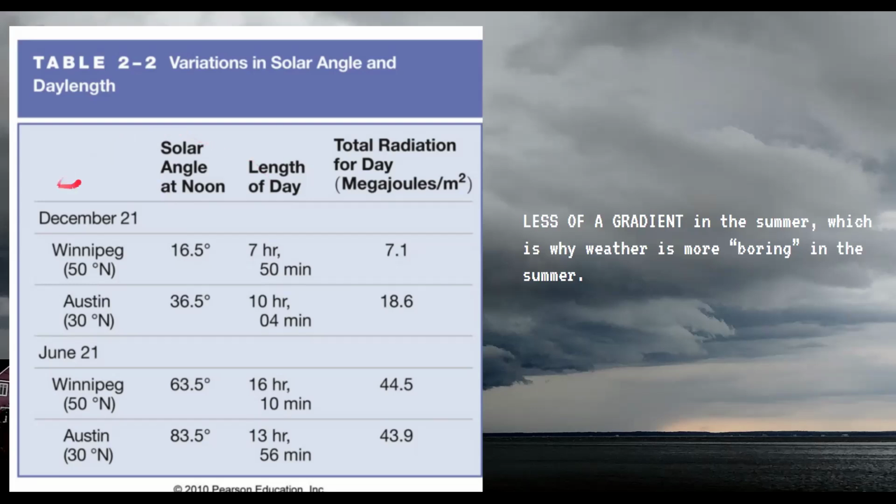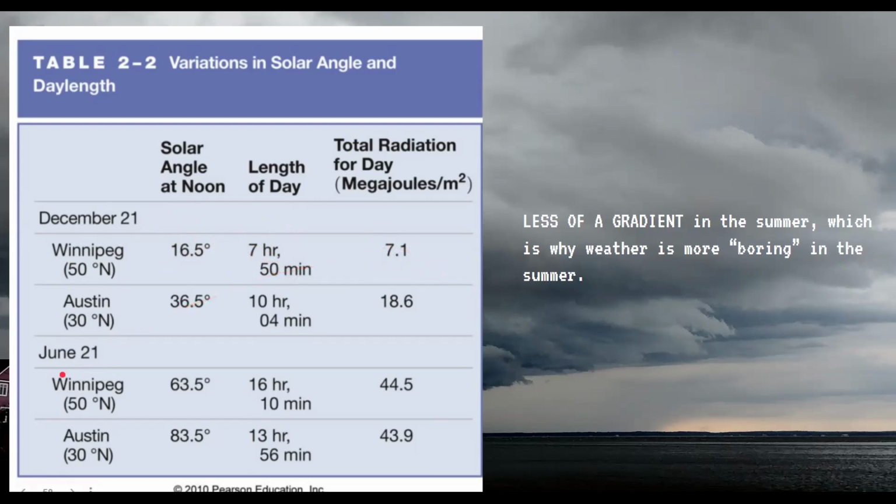So we can see right here, there's a difference in latitude. Higher latitude for Winnipeg. And this is December, so this is winter. The solar angle is smaller for Winnipeg. That makes sense, right? And the day is shorter too. And the total radiation is lower. That makes sense, right?